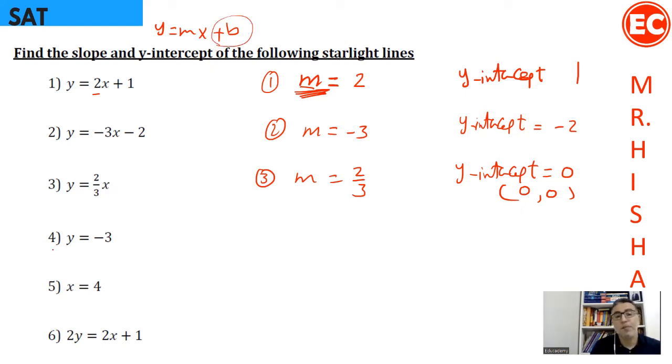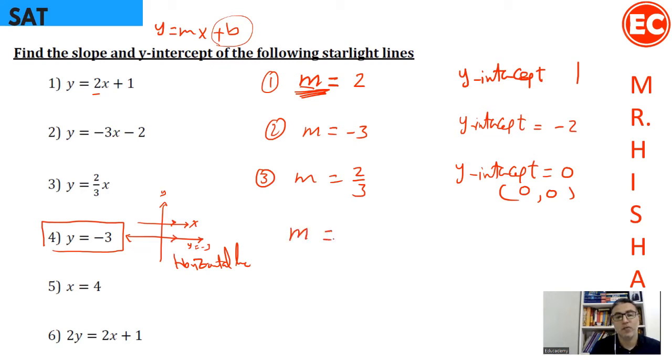Number 4, the equation is y is equal negative 3. y is equal -3 is a straight line. If this is the x-axis and this is the y-axis, so y is equal -3 is a horizontal line, and it's parallel to the x-axis, so the slope is equal to 0. And the y-intercept in this case is -3.